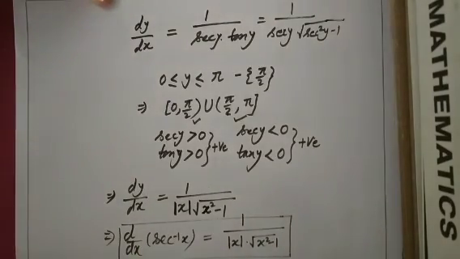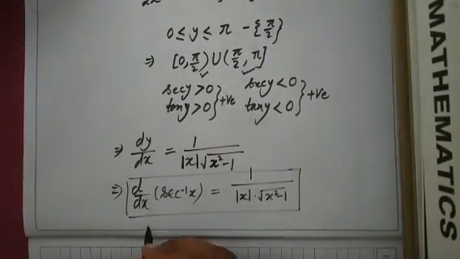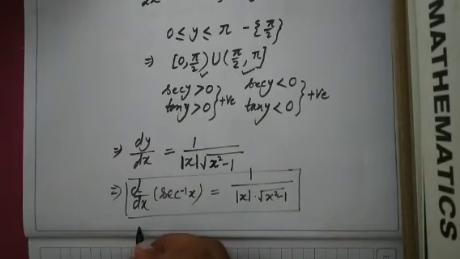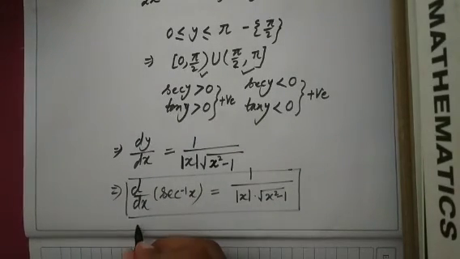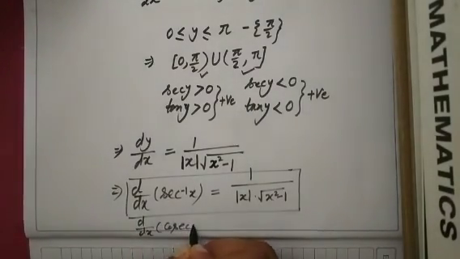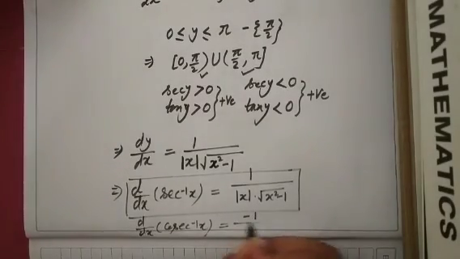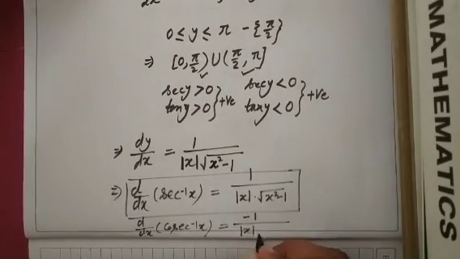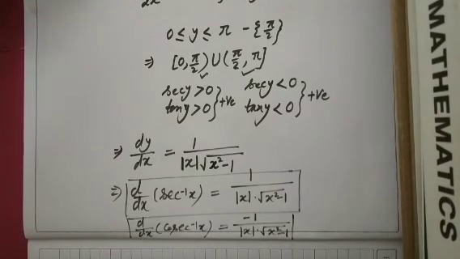In the same manner we can also find the derivative of cosec inverse x. Exactly the same approach applies, the only difference is that a negative comes in. So your derivative of cosec inverse x is going to be minus 1 upon mod of x into under root x square minus 1. So this is the derivative of cosec inverse x.